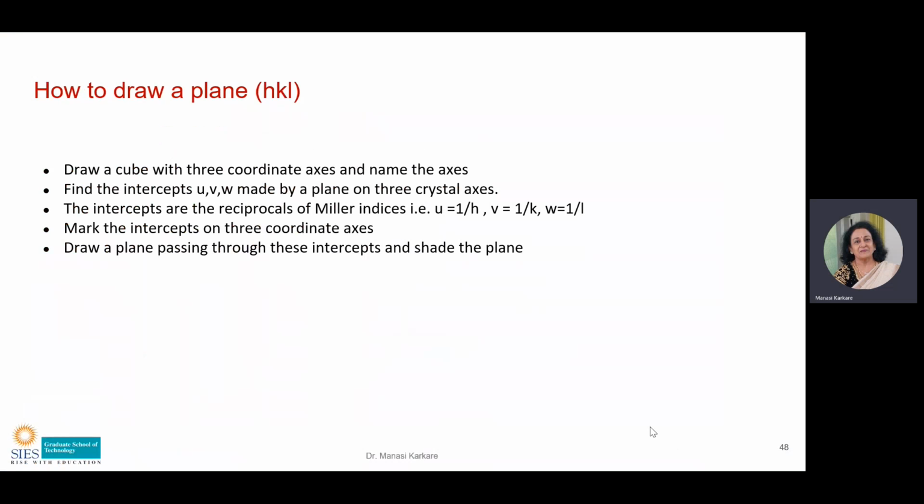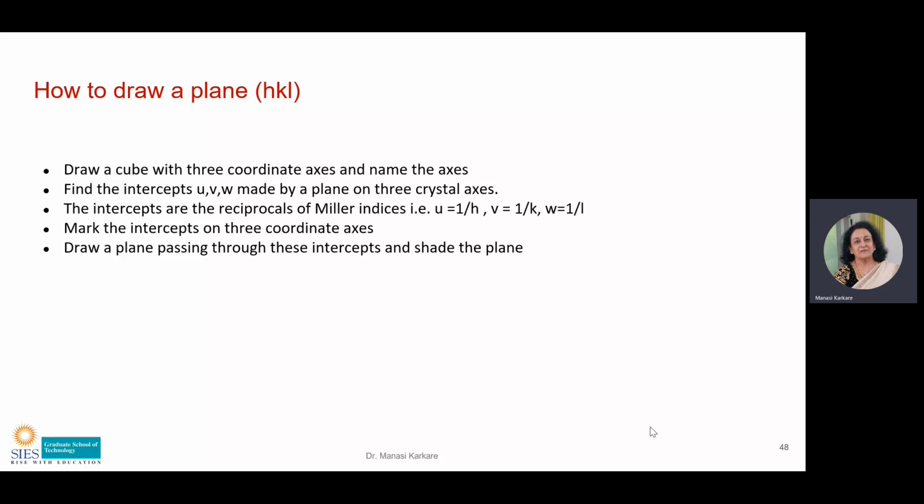How to draw a plane if Miller indices of a plane are given. So there are various steps. First step is you need to draw a cube with 3 coordinate axes, and also you have to name the axis. Then find the intercepts made by the plane on 3 crystallographic axes. And these intercepts are nothing but they are reciprocals of Miller indices.